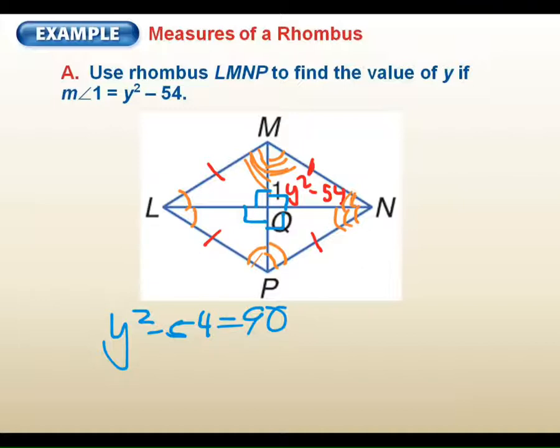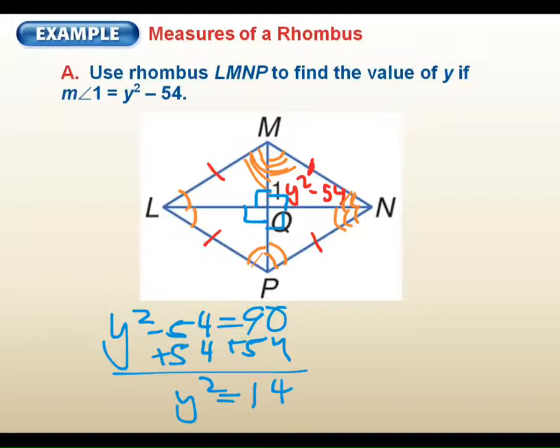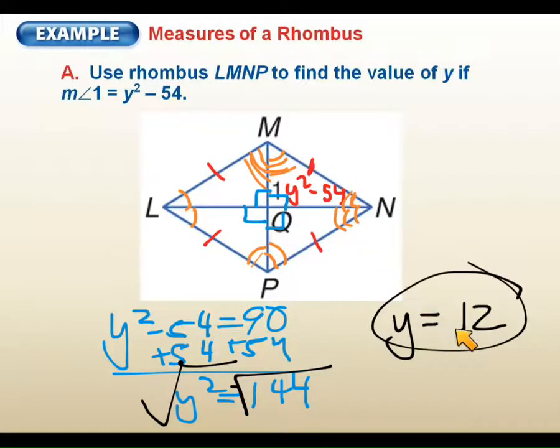Add 54 to both sides. I get y squared is equal to 144. So then to solve for y, to undo that squared, I take the opposite of squaring something, which is square root. And I get y is equal to, I'm only going to write the positive answer, 12. It could also equal negative 12 in this case, because once you plug it in for y, it's going to be 90.